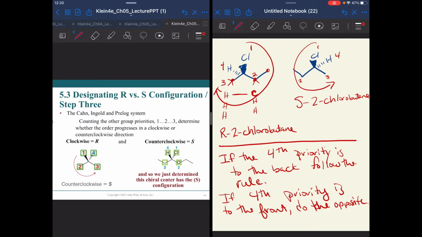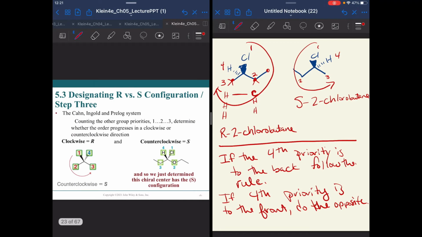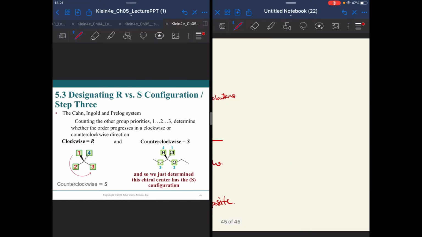What to do if the fourth priority is in the plane, we'll come to that in a minute. I'm going to try and stay on track with these slides. Okay.